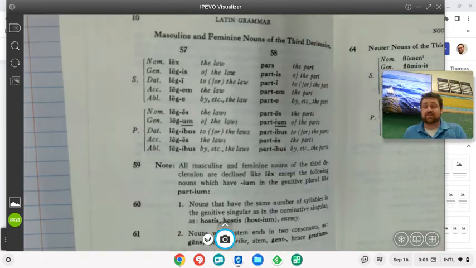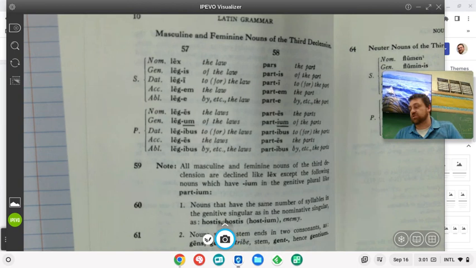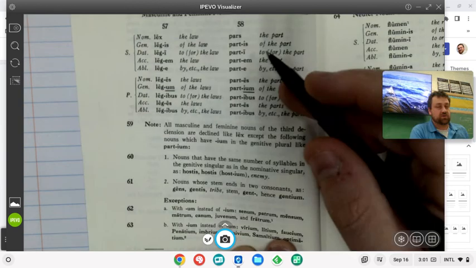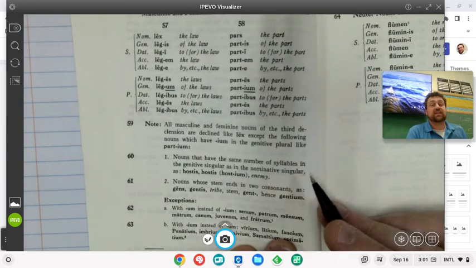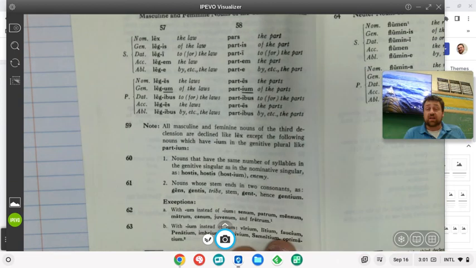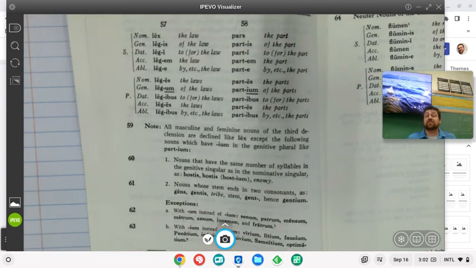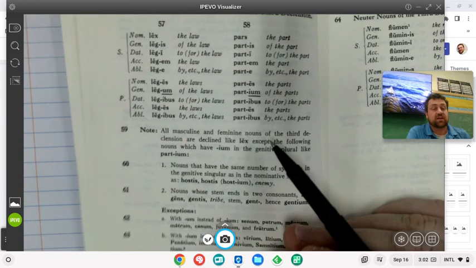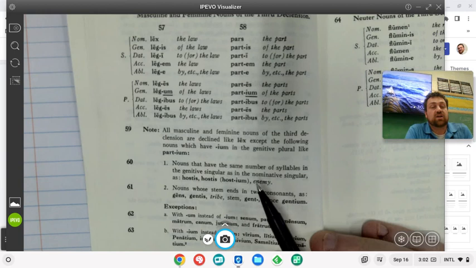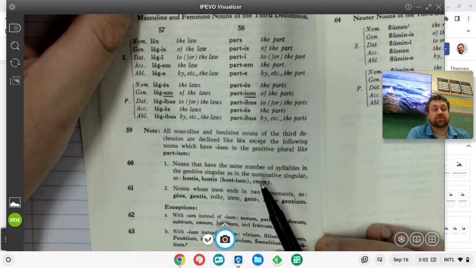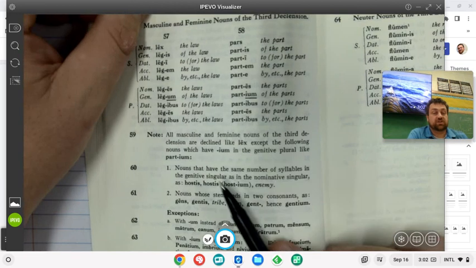But why is it different? Okay, that's the rule that we want you to know, is why it's different. It's not just this word that's special. There are several words like it that in the genitive plural, they're going to get their ium, and we want you to know when to give words their ium instead. And so that's what the remainder of these rules are going to tell us. Rule 59: all masculine and feminine nouns of the third declension are declined like lex, except the following nouns, which have ium in the genitive plural, like partium.